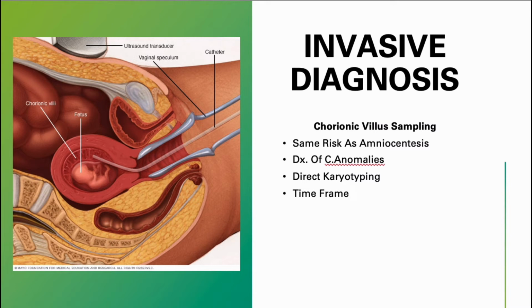Now, when could this be done? This chorionic villus sampling, the CVS, you can do this at about 10 to 13 weeks of pregnancy. In terms of risk factor, it's about 1 in 100. So again, it does come with its risk as well.